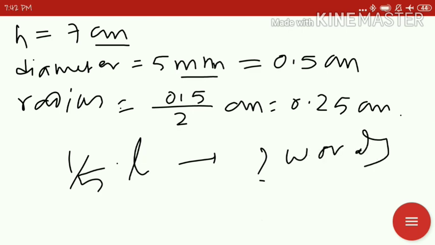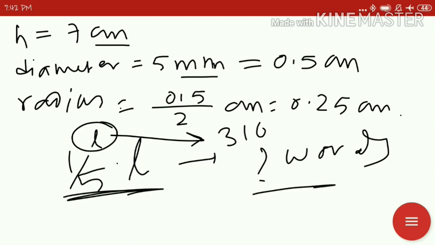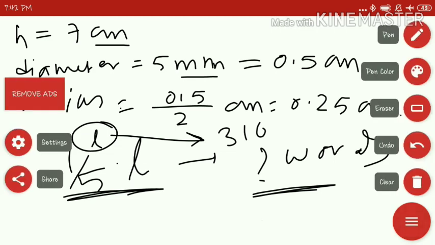That means it looks like some kind of unitary method. We have to convert the volume into liter, and this amount of liter inside the barrel can write 310 words. Now 1/5 of it, how many words? It's quite similar to the unitary method, so we'll go through the unitary method. But before we go to the unitary method, we need to find out the volume of the one total barrel of the ink.